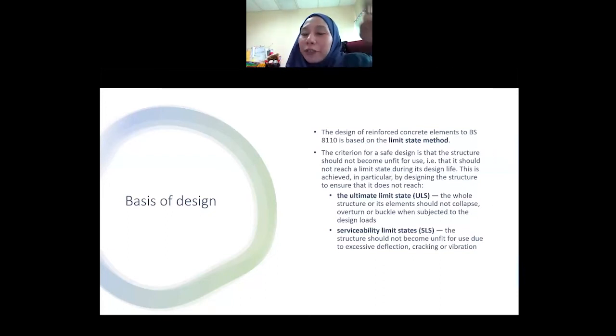So first we have ULS, which is the ultimate limit state. So the whole structure or its element should not collapse, overturn or buckle when subjected to design load. So apa maksudnya ULS ni ultimate limit state. So ultimate limit state ni means that bila you design, you mesti tahu the limit state so that bangunan you takkan collapse lah. Okay. So macam mana you nak tahu berapa limit state? Adalah calculation dia, adalah numbers that you have to compare. Okay. So dia bukan datang secara tiba-tiba lah. There is in BS. Okay. So kita pun tak nak dia overturn ataupun buckle.